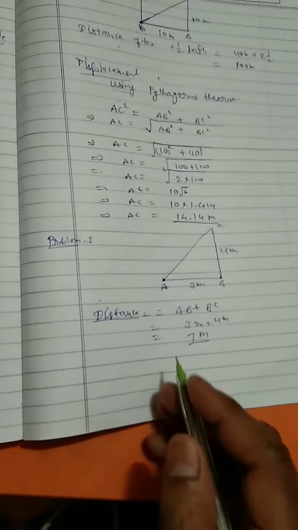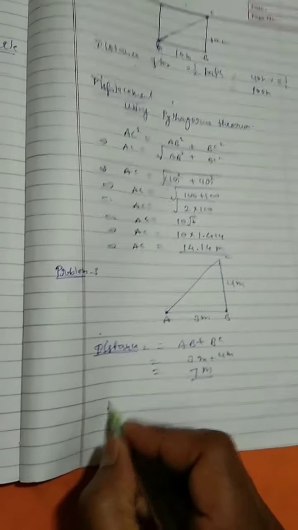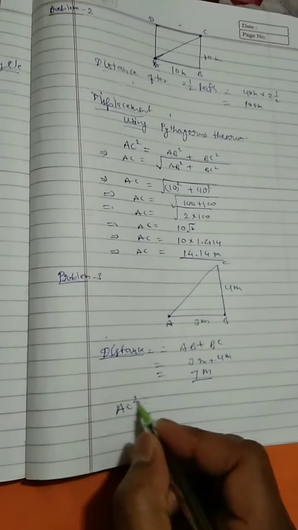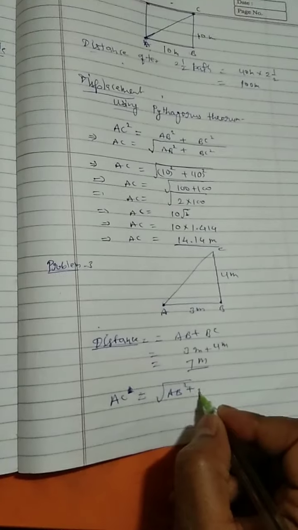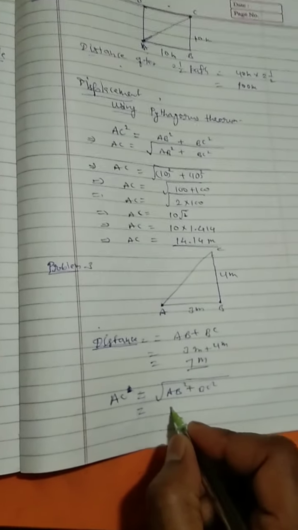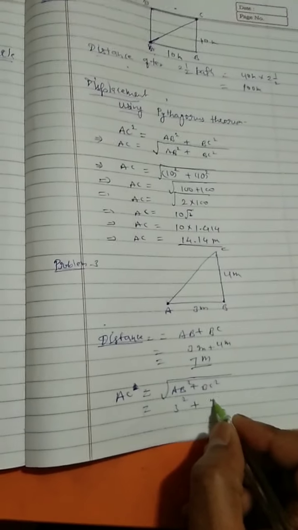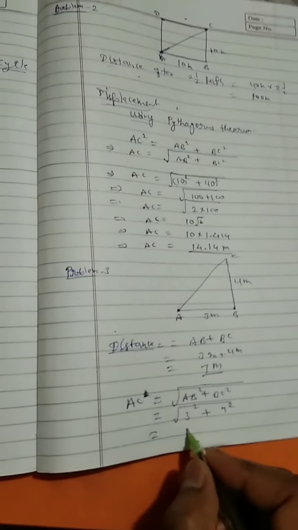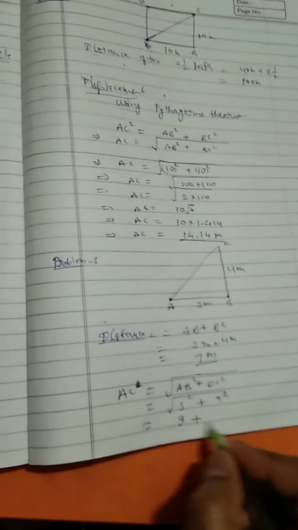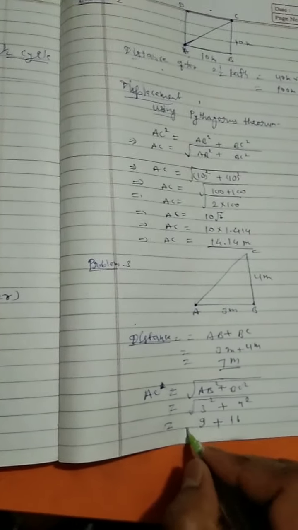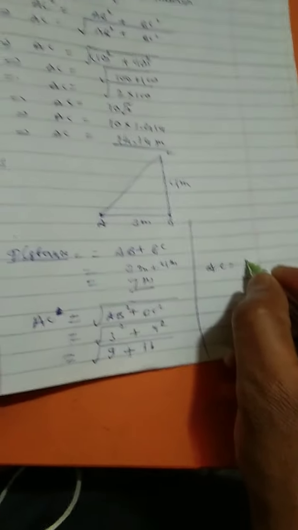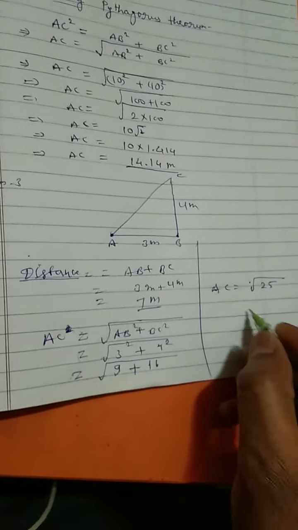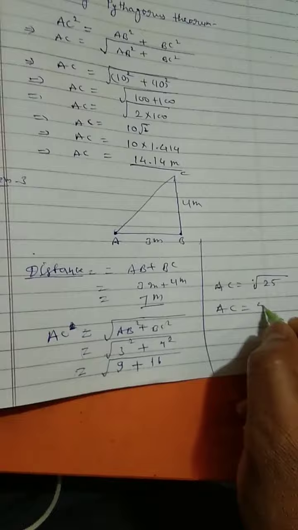That is again using the Pythagoras theorem. We have to find AC. Directly I get AC is equal to under root of AB square plus BC square. That is equal to square of 3 plus square of 4. Square of 3 is 9 plus square of 4 is 16. So AC will be equal to under root of 9 plus 16, which is 25, so AC will be equal to 5 meter. It will be the displacement.